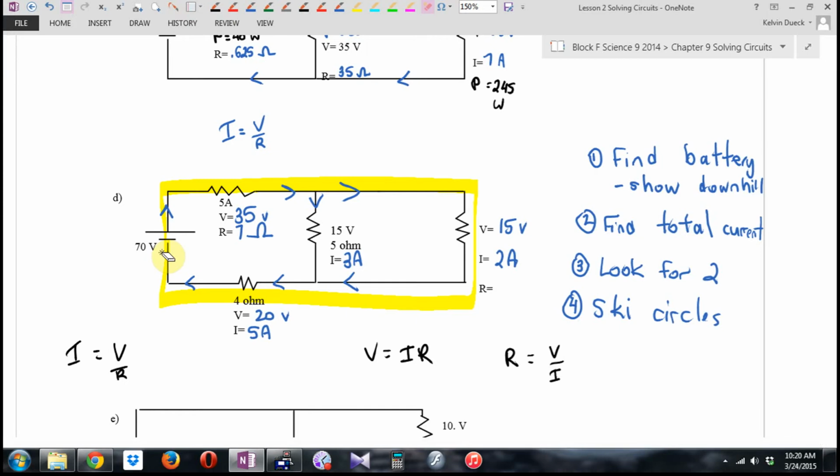Do I now know two things on this resistor? Then you know what? I know three. R equals V over I, which is what? 7.5. Amps? Ohms.